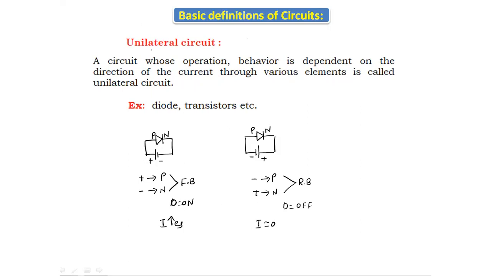So that's why, from the unilateral definition, we can say that a circuit whose operation or behavior is dependent on the direction of the current. Here the property of the diode is changing if you interchange the terminals. Now it is forward bias; if we interchange the terminals, it will become reverse bias. So the property of this device is changing if you interchange the terminals. That's why this circuit is called a unilateral circuit. Examples of unilateral elements are diodes and transistors. Okay, this is about the unilateral element definition.